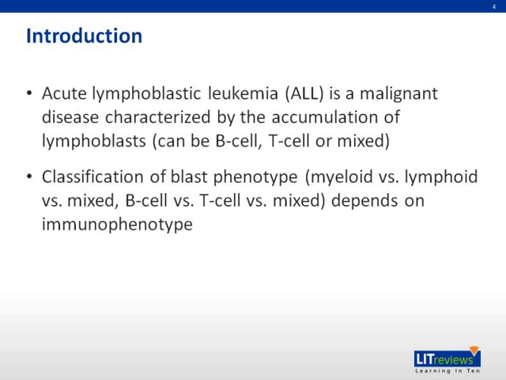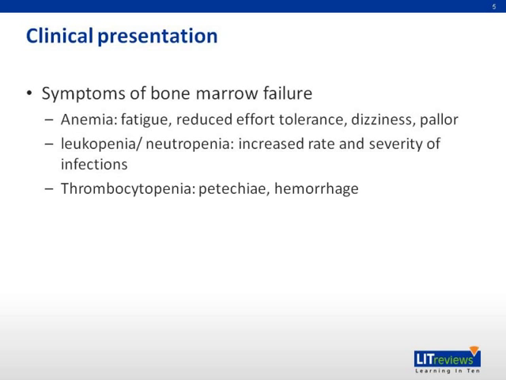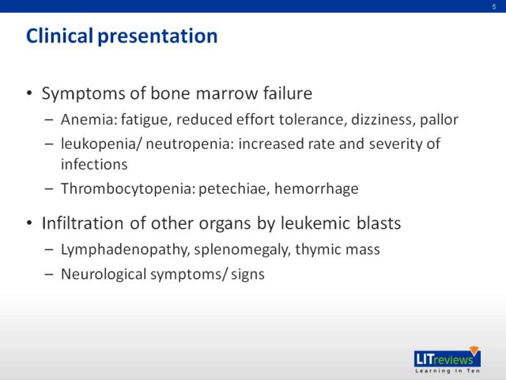These blasts multiply in the bone marrow and invariably cause suppression of normal hematopoietic cell growth, leading to cytopenias. ALL is characterized by the accumulation of lymphoblasts. Patients usually present with symptoms related to bone marrow failure, i.e. symptomatic anemia, increased rate and severity of infections, and easy bruising or bleeding related to thrombocytopenia. Infiltration of various organs by lymphoblasts can eventually cause symptoms related to dysfunction in that organ.